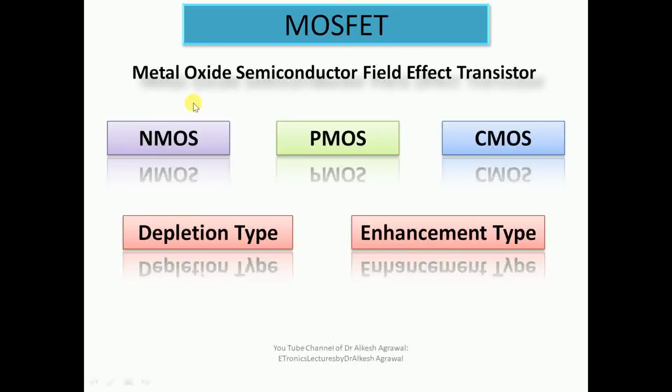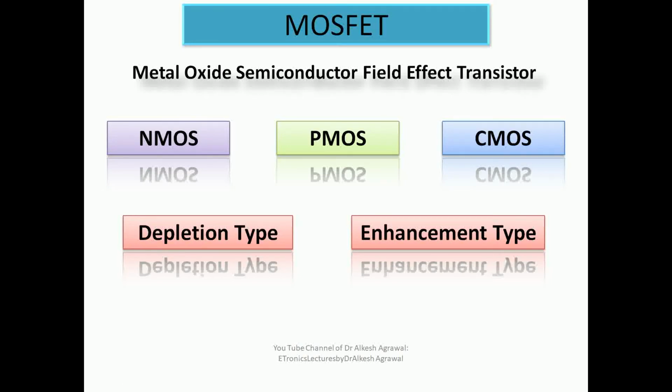So MOSFET stands for metal oxide semiconductor field effect transistor. It can be classified as N-type MOSFET, P-type MOSFET, and C-type MOSFET, that is complementary MOSFET. N stands for N channel, P stands for P channel, and complementary means it has an N channel as well as a P channel.